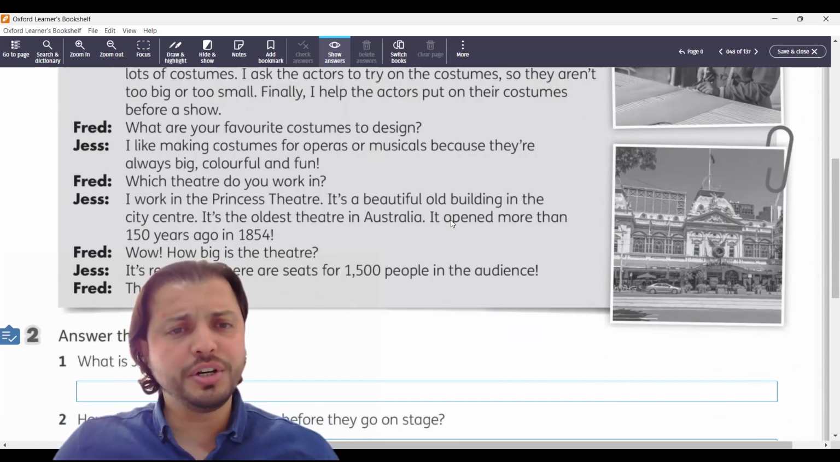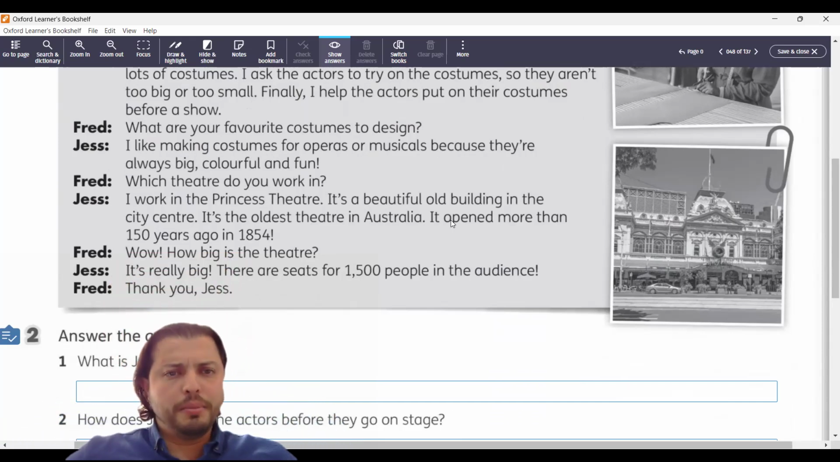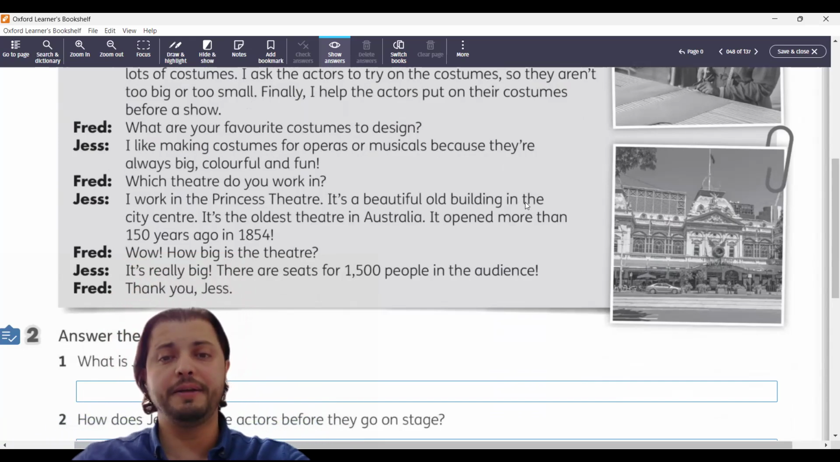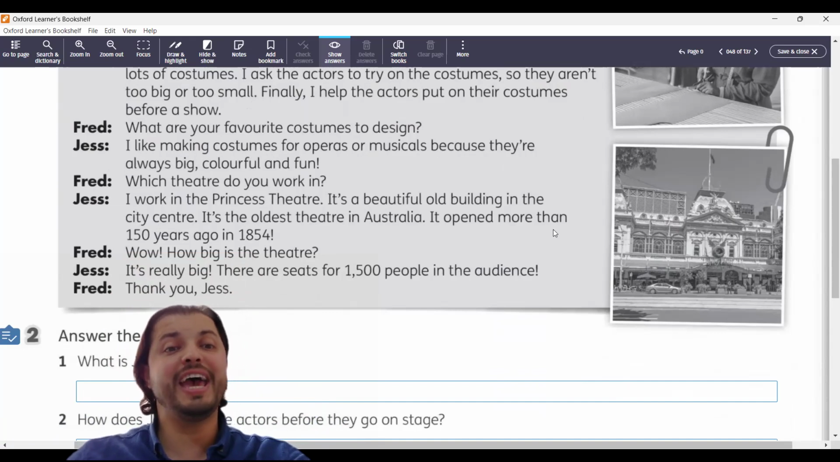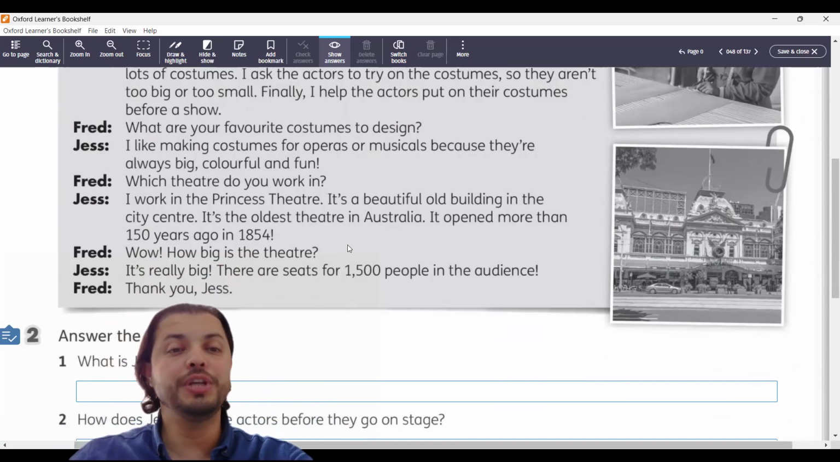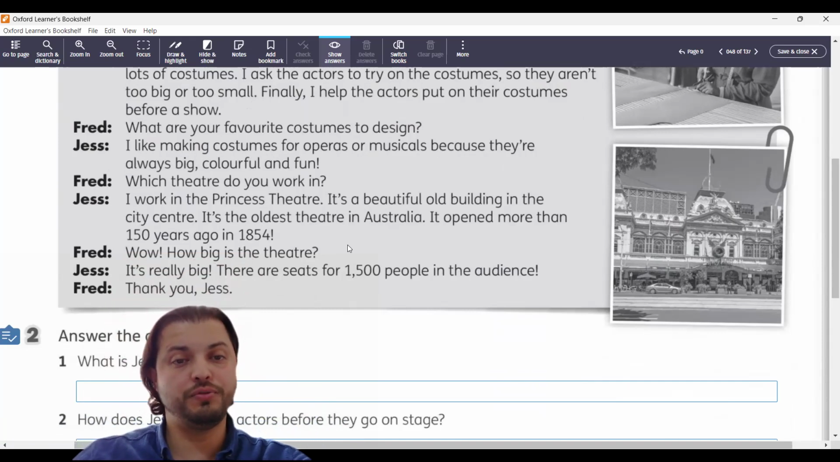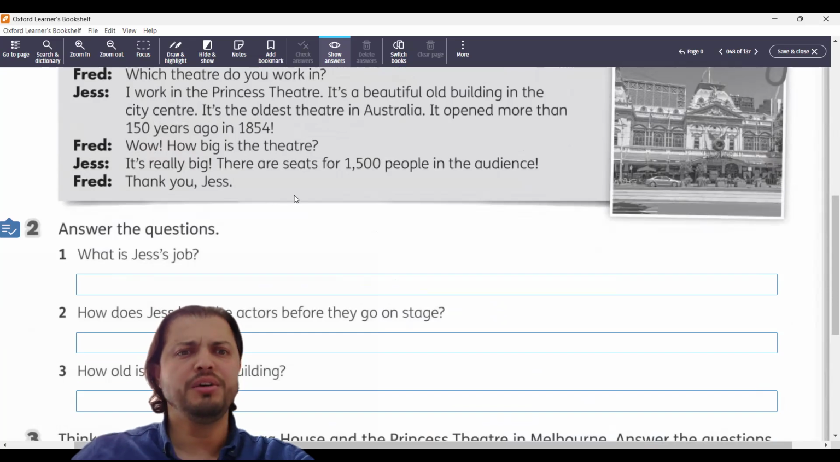Which theater do you work in? I work in the Princess Theater. It's a beautiful old building in the city center. It's the oldest theater in Australia. It opened more than 150 years ago, in 1854. How big is the theater? It's really big. There are seats for 1,500 people in the audience. Thank you, Jess.